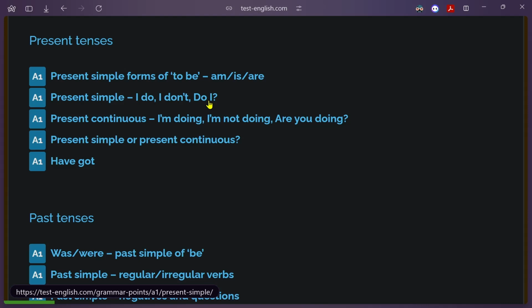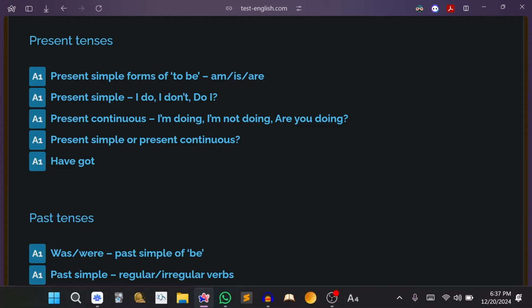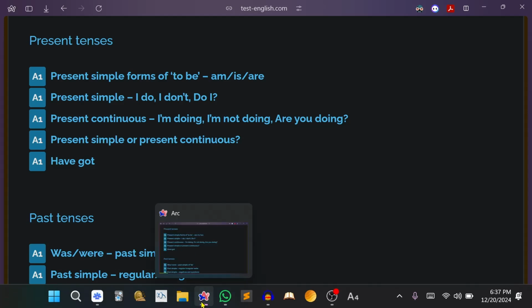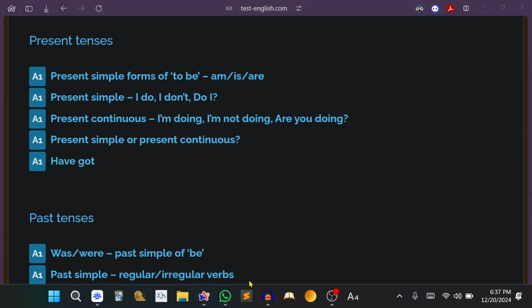When we use he, she, it, sometimes do. Okay, yeah. Present continuous. Okay, here I see one problem.